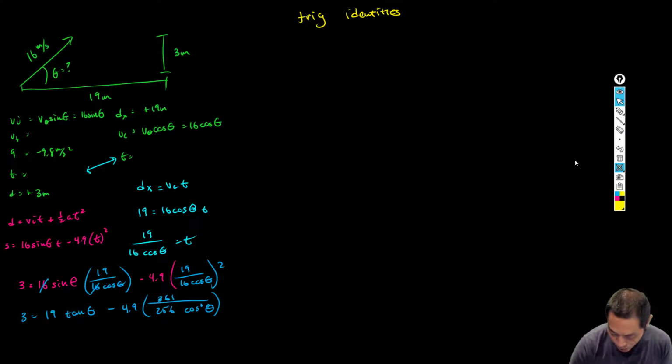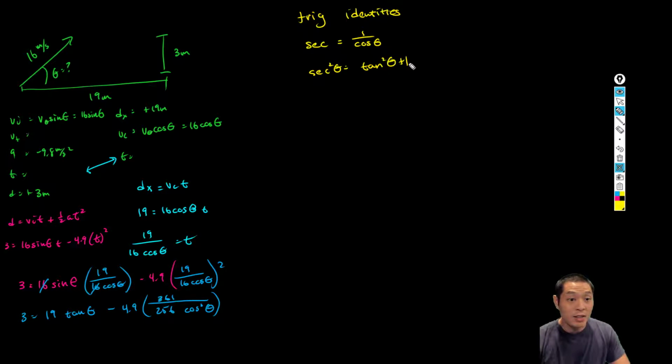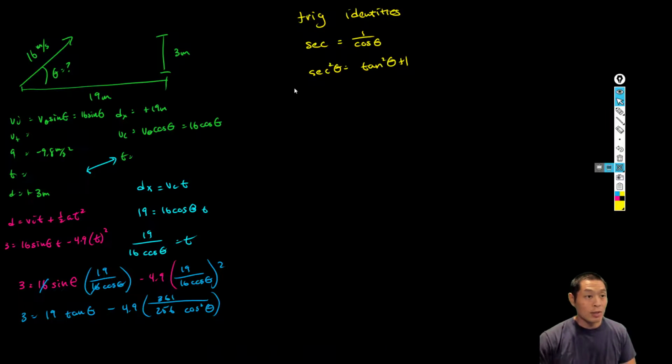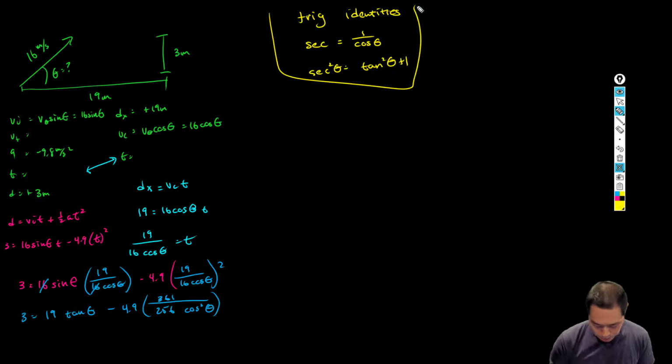So the ones that I just said was secant is equal to 1 over cosine, and then secant squared is equal to tangent squared plus 1. Let me just make sure I did that correctly. Secant squared is tangent squared plus 1. Okay, perfect. So I got that right. So here's our trig identities that we're going to use later on.